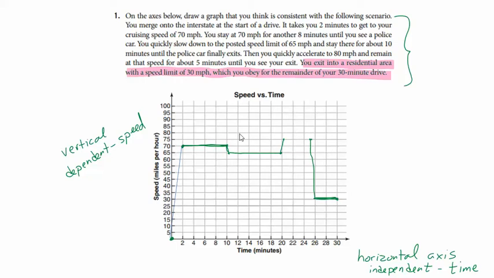This was supposed to go up to 80. Did you guys catch that? These little lines are hard to see sometimes. He was going 80 miles per hour up to here. There we go. Is that better?